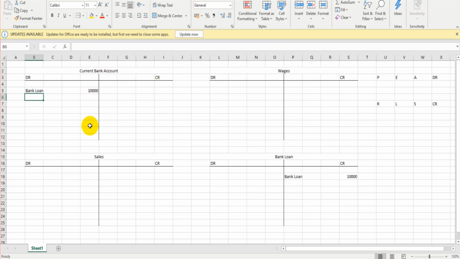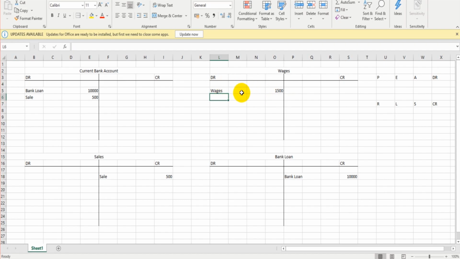So let's do another transaction. Let's say we made a sale. So debits are PEA, credits are RLS, S for sales. So we had a sale, which is a credit, let's say of 500, and the money was paid into the bank account. So we can do a debit here, sale, 500. Let's say we then paid someone's wages. Wages are an expense, E, expense, a debit. Let's say it was £1,500.